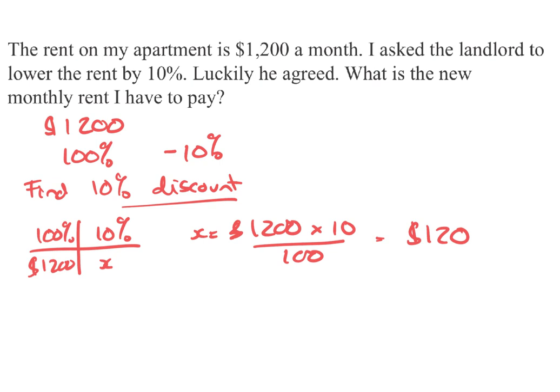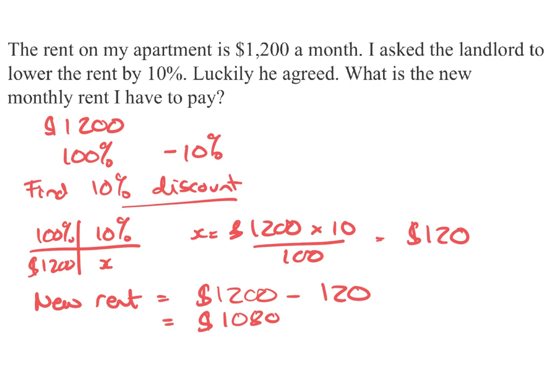Now, it's a discount, so I'm going to subtract it. So my new rent is my old rent, which is 1,200, minus my discount, which is 120. And if I work that through, I get an answer of $1,080 per month. So this is a different method where I work out my discount first, and then I subtract it away to get my final answer.